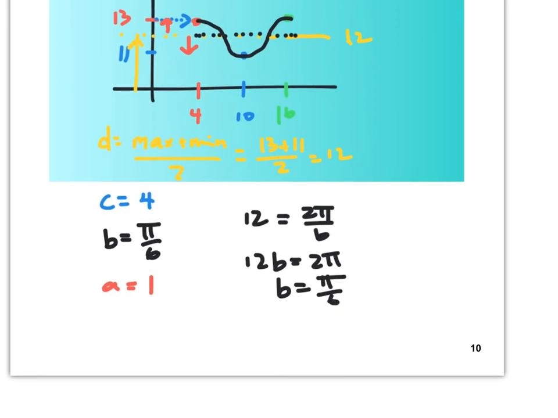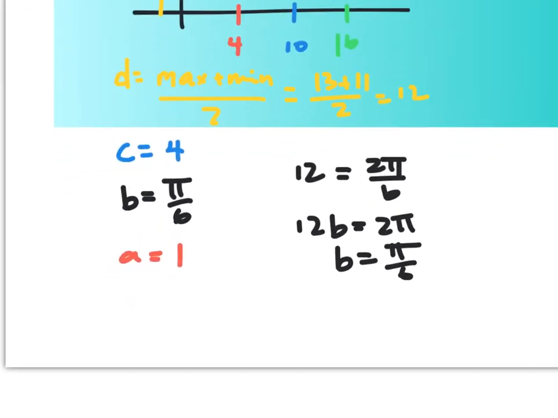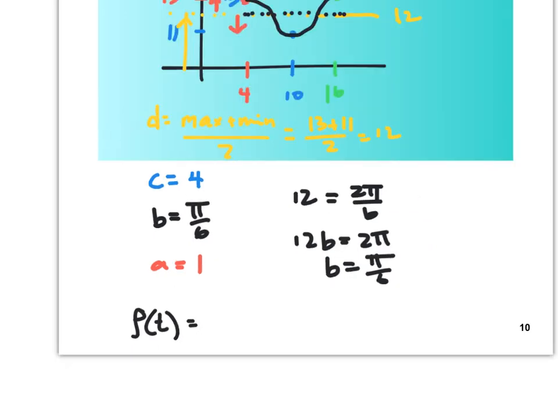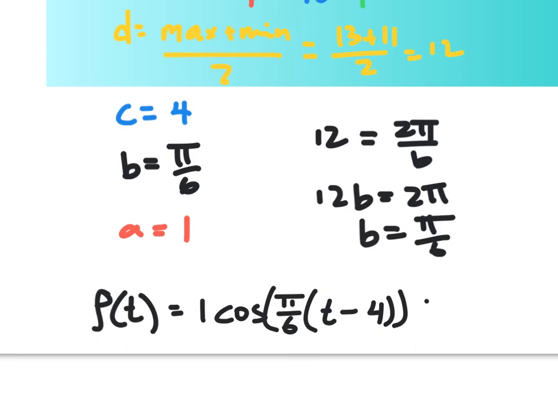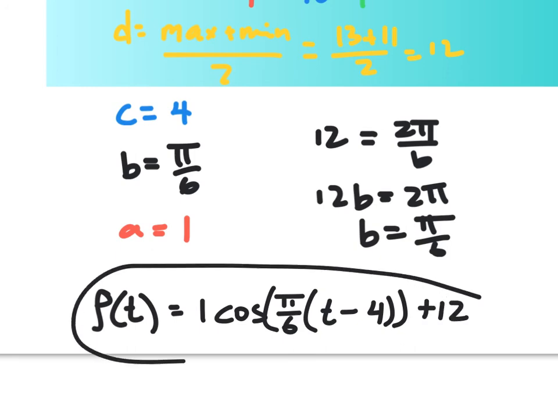Again, what is this? Population in years, right? Per year, is it years? Yes, it is. A is 1. Remember, this is a cosine function. B is pi over 6. I like to nest that like that. T, recall that we're shifting to the right, so we would subtract 4, and then we would add 12. There's your cosine function.